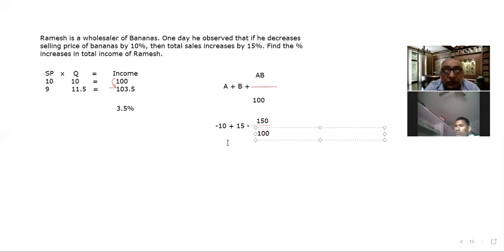So now 15 minus 10 is equal to 5. So 5 minus 1.5 is equal to 3.5. So it is a 3.5% increase in the total income of the seller. Is it clear? Okay, so this is the point here.